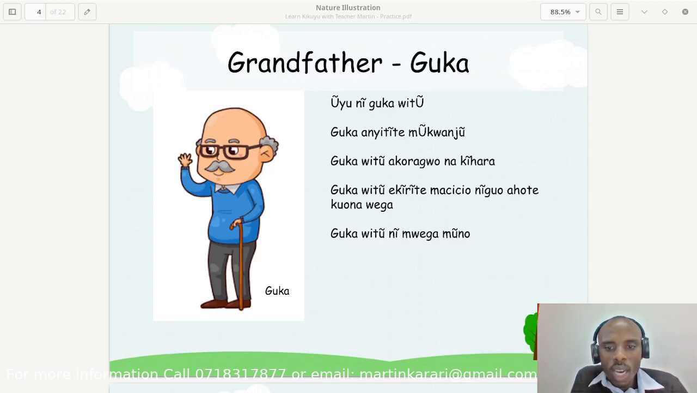Guka wito, our grandfather, akorago. Gukoro is to be, or has. Na kihara. Kihara is the bird. We can see that he is bird. That's what we are saying. Kihara is bird. I know you have heard somebody called Kihara. It means bird. Thank you. Let's go to the other line.